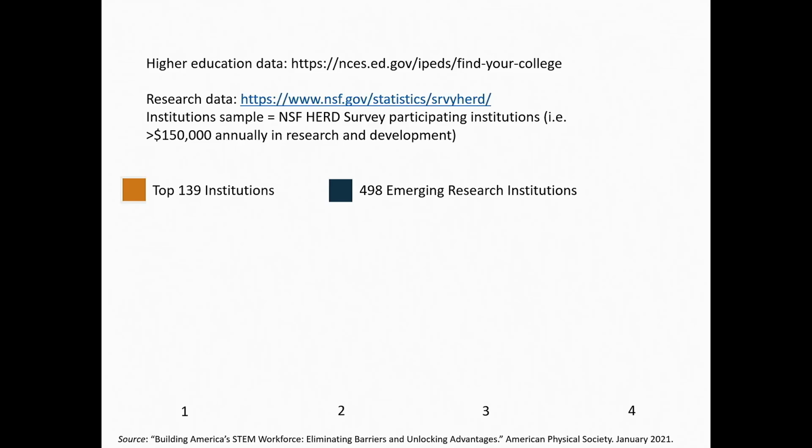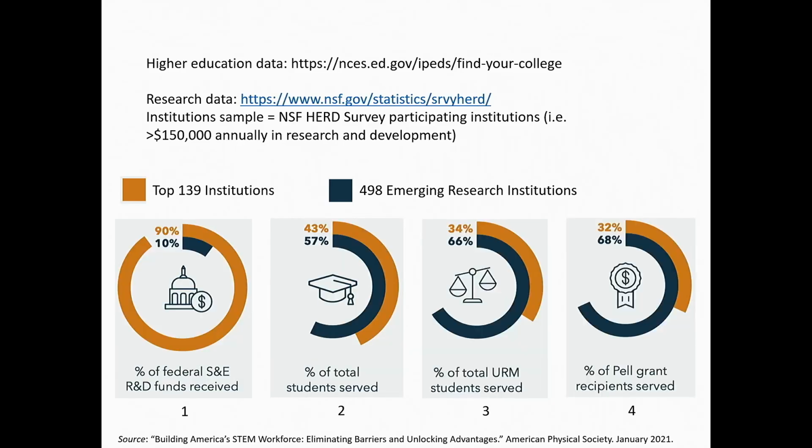Here's the data if you want to look it up yourself. When you look in this report from APS, you'll see they looked at the top 139 institutions. They received 90% of federal research funding. You see that on plot number 1. However, the percent of students they're educating is only 43% of the students who are listed as research active by the National Science Foundation.